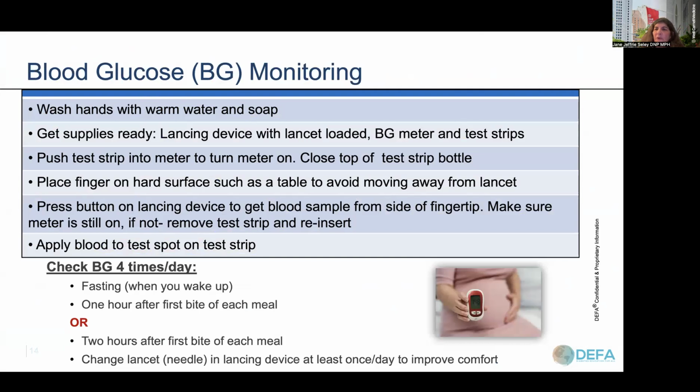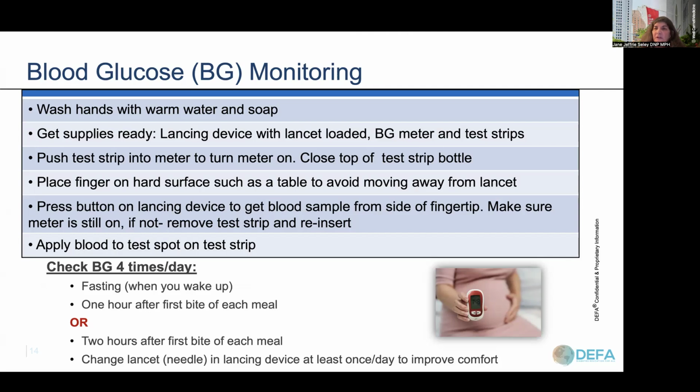I just want to review quickly how to get an accurate blood glucose check because it's really important it's done correctly. We recommend washing the hands with warm water and soap, not using alcohol. Alcohol is very drying to the skin, and wet alcohol will dilute the blood specimen. Get all the supplies ready first. So you have the lancing device, with the lancet loaded in the lancing device. Not using a lancing device and just a bare lancet to stick the finger can be very invasive and cause some trauma to the skin.